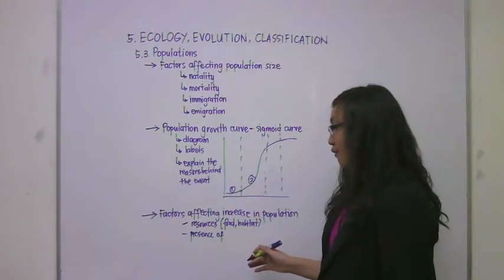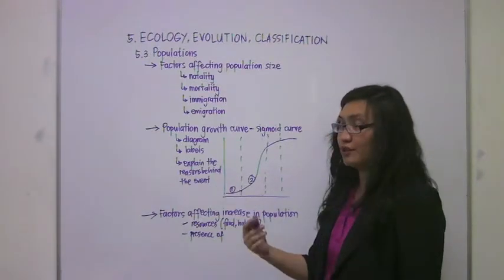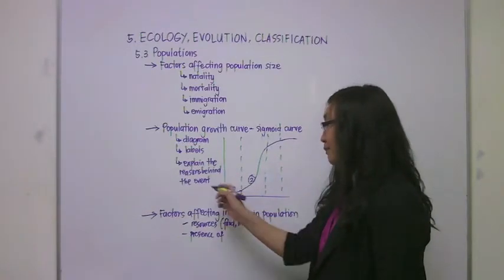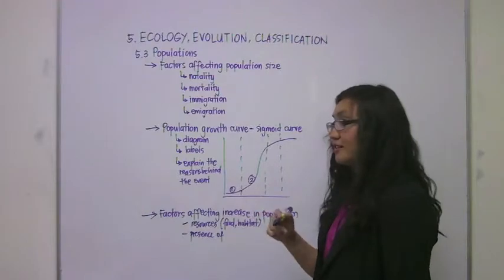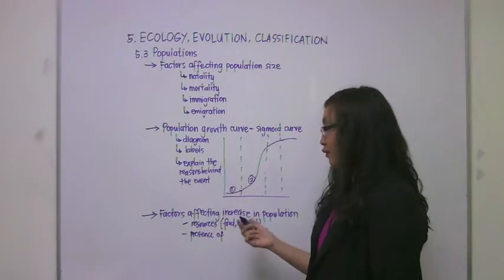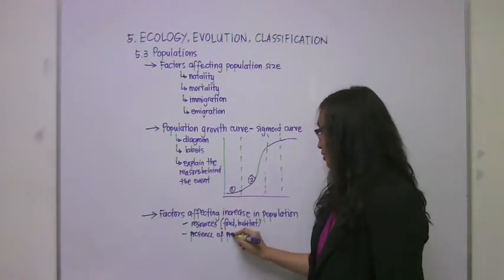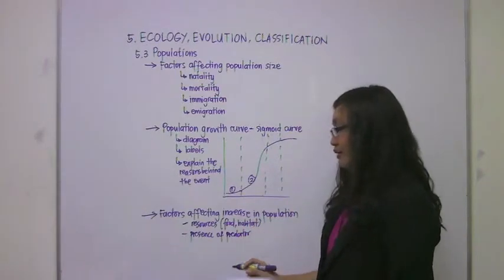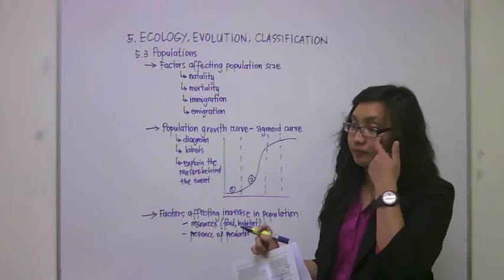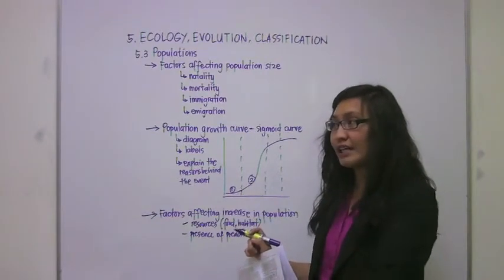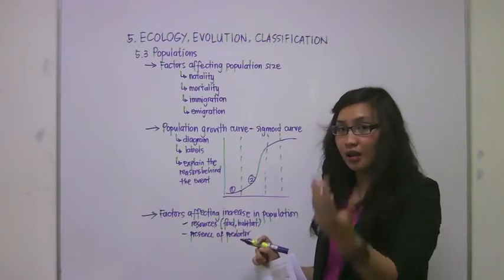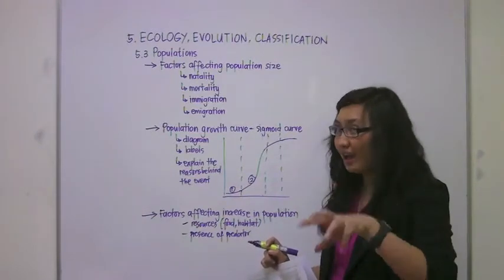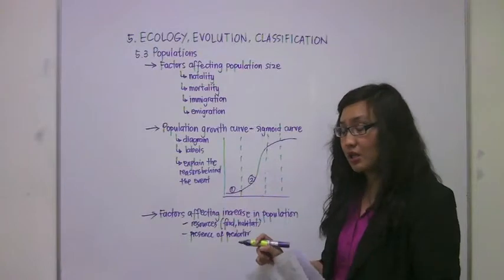But in the case of ecology, we also have to explain this area in the context of ecology, because of course there are other factors such as predators, wherein predators are organisms that hunt other animals for food. So in that case, the presence of predators would actually decrease the population.